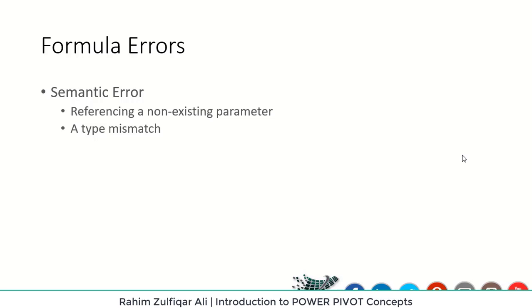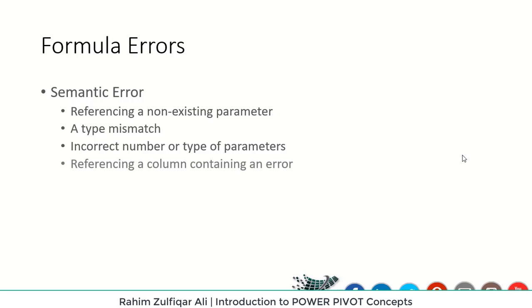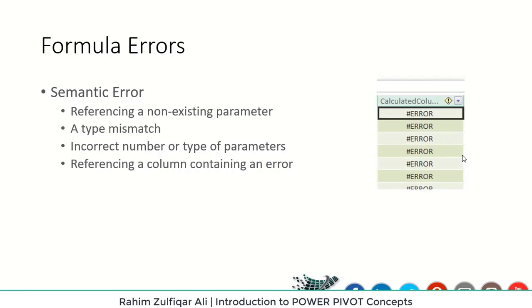A type mismatch, spelling is not correct or any other formatting is not correct. Incorrect number or type of parameters. As I told you, DAX is used to sum the numbers, but in that particular column there are some text or blank cells, or you are not getting the proper format, or the numbers are not in the proper format. When you refer to a column that already contains an error, definitely it will return an error as well. Referring to a column that has not been processed. So these are some of the situations where you will find a semantic error when it comes to DAX.